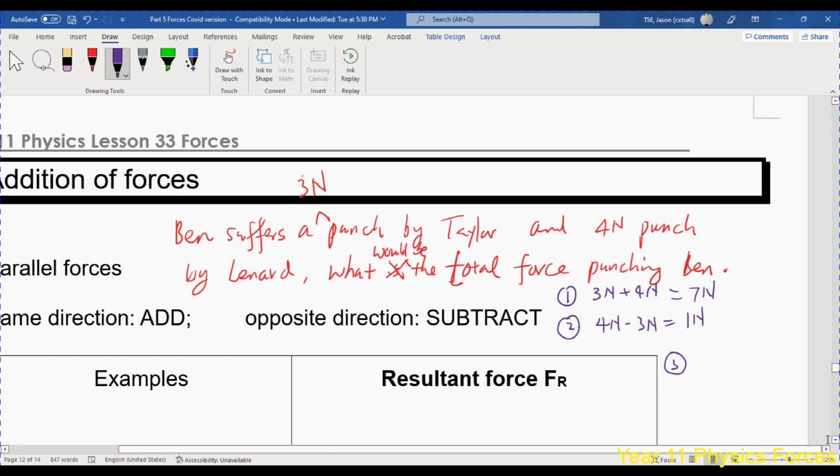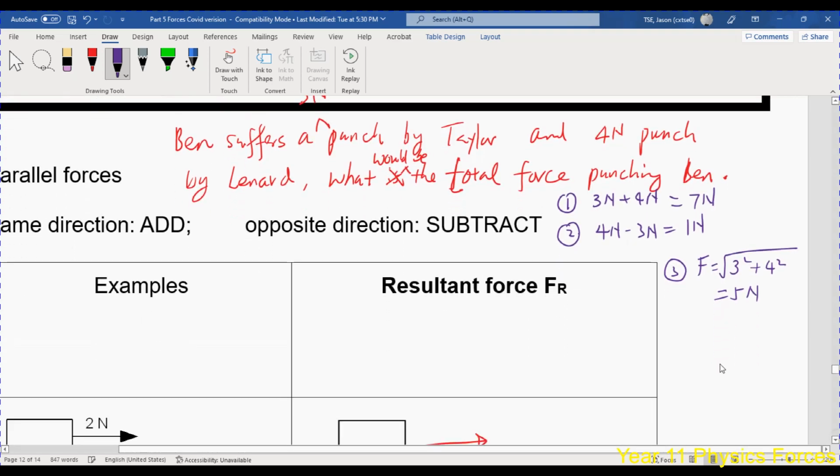And the other way it can be done is, Taylor tries to punch Ben from the left and Lena from the front. In that case, the two forces are perpendicular, and the total force Ben experiences would be the square root of 3 squared plus 4 squared, which is 5 Newton. And there are infinitely many possibilities.